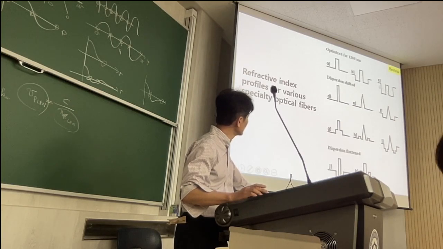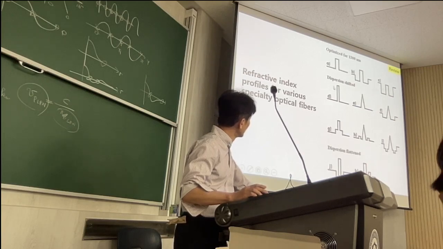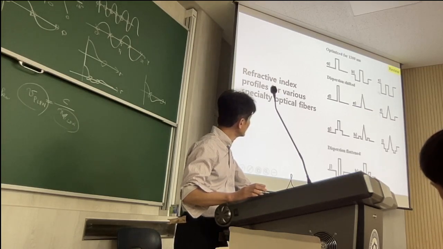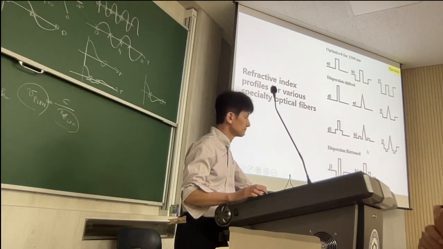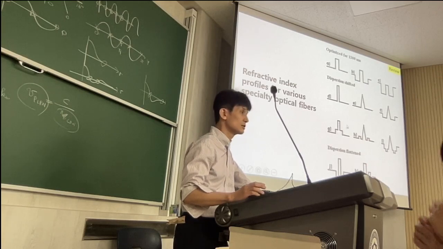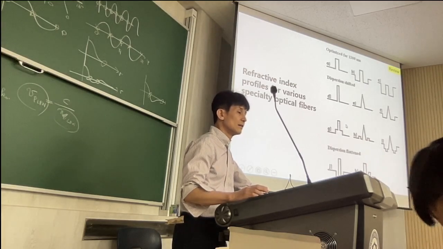Right, so this is another deep, anyway. And the triangular shape of structure, or triangular core plus depressed cladding, all of these structures are patented. And right, these are the dispersion flattened, dispersion shifted fibers. They are all patented depending on its structure.